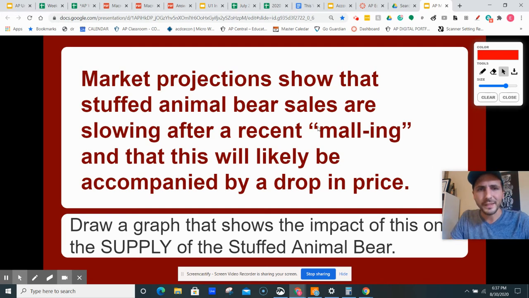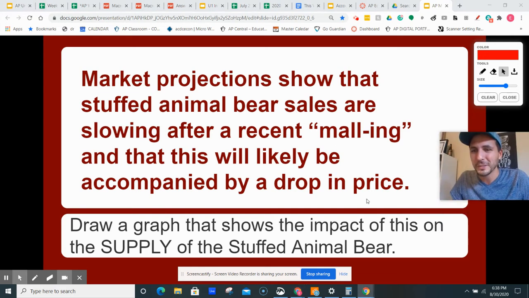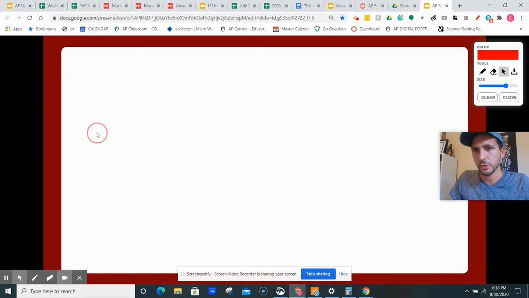Market projections show that stuffed animal bear sales are slowing after recent mauling. That was me. And that this will most likely be accompanied by a drop in price. So I'm expecting the price of stuffed animal bears to go down in the future. Not right now, but in the future. Draw a graph that shows the impact of this on the supply of the stuffed animal bear. I expect prices to fall in the future.